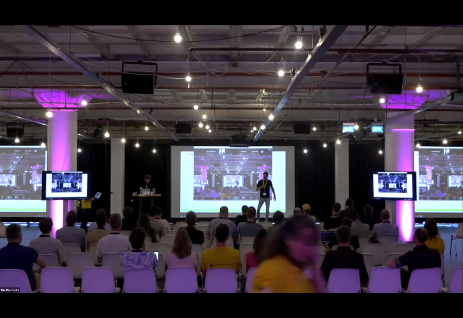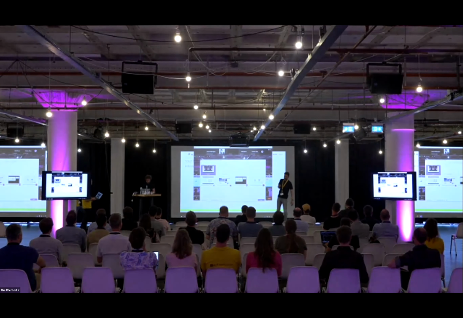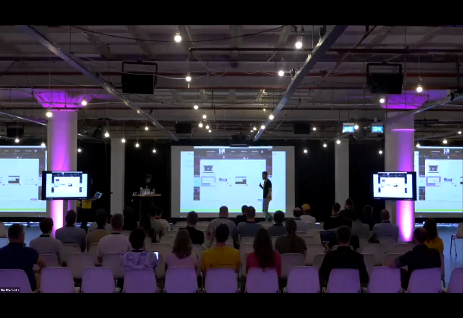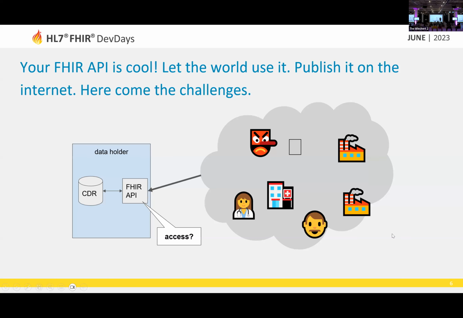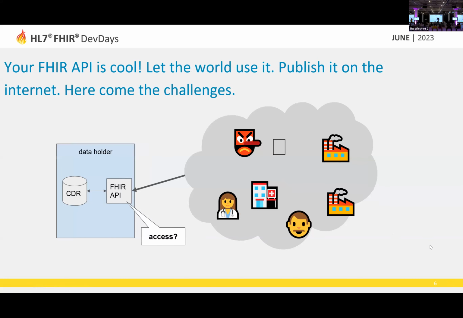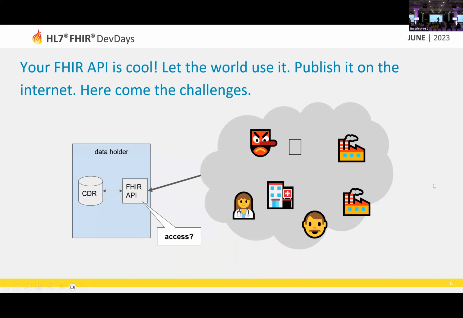Okay. You publish it on the internet, but then there's some challenges. Because how will you decide upon who will have access to your cool FHIR API and who doesn't have access? Because on the big bad internet, there are trustworthy people and not so trustworthy people and organizations.